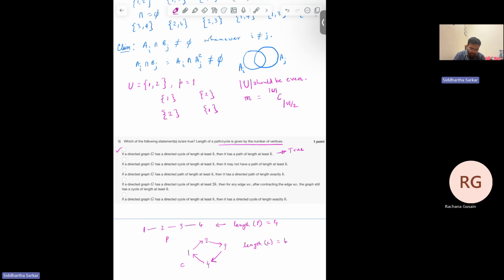So then let's look at the next statement. It is the complement of this statement. If a directed graph G has a directed cycle of length at least k, then it may not have a path of length at least k. That is incorrect, because we have seen that there definitely exists a path of length k because of this argument. So this is incorrect.